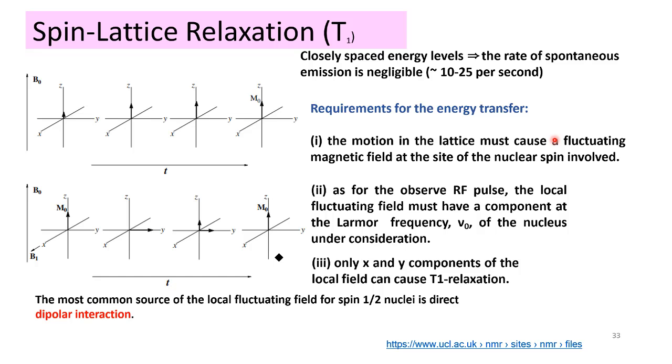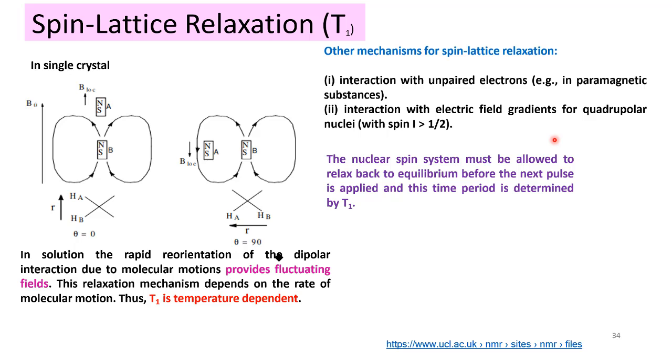And as for the observed RF pulse, the local fluctuating field must have a component at the Larmor frequency, and only the X and Y components of the local field can cause T1 relaxation. So T1 relaxation is only possible with the X and Y components. The most common source of the local fluctuating field for spin is a direct dipolar interaction. And for a single crystal, other mechanisms are there: interaction with unpaired electrons and interaction with electric field gradient for quadrupole nuclei. These again can be possible mechanisms for the spin lattice relaxation.